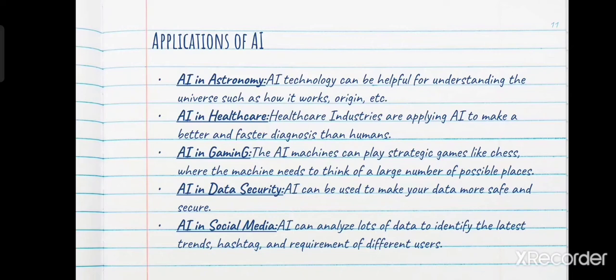AI in social media. AI can analyze lots of data to identify the latest trends, hashtags, and requirements of different users. Let me give an example on Instagram. When you search for a grooming product, for example, shampoo, shampoo-based ads and suggestions come to your feed because it understands your need and provides for that need. So these are some examples of applications of AI.